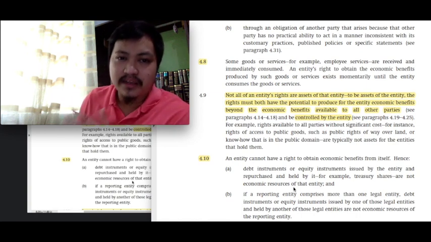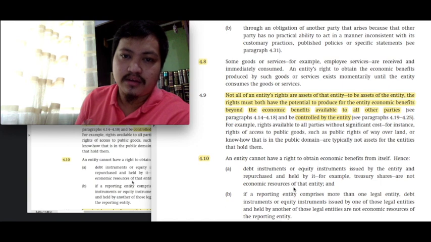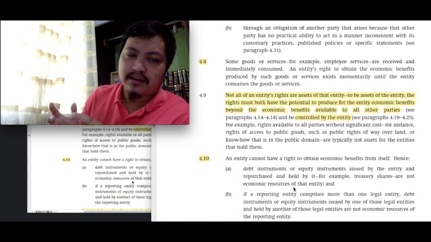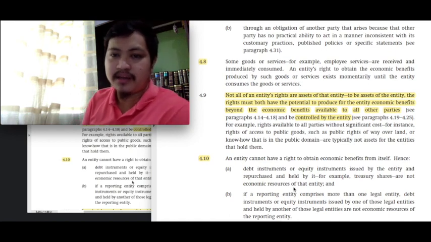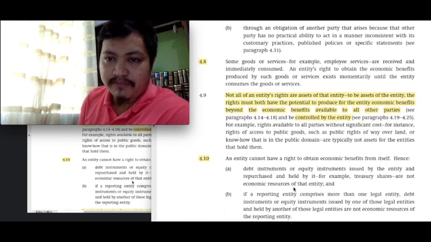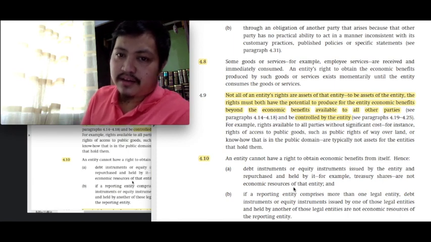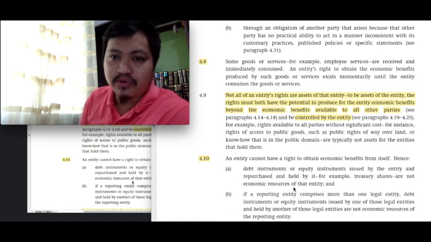Even if we say control may be lower than ownership, we are also very strict as to what we mean by control. But as a takeaway, understand that we do not limit assets to those that are owned. The important requirement here is not ownership but control. But going back to what I've mentioned as a possible true or false question, just the first part of paragraph 4.9 would already be enough. All of an entity's rights are assets of that entity, and that is false because again, the right must have the potential to produce economic benefits for the entity to the exclusion of others, and it must be controlled by the entity.